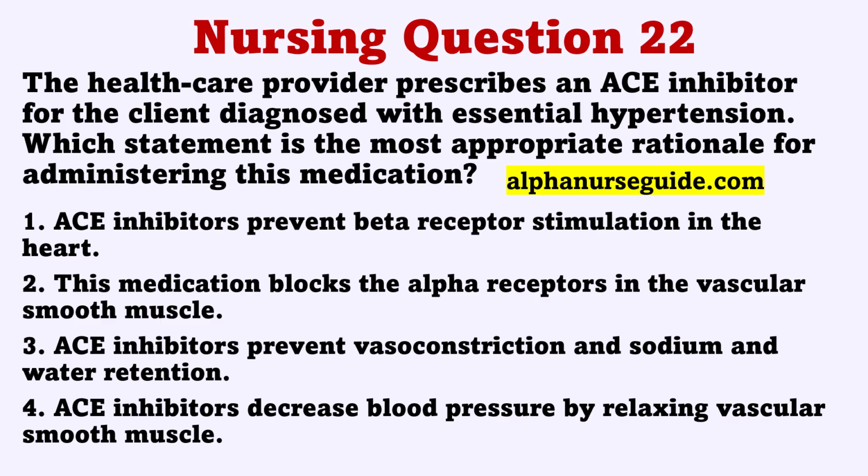Alpha-adrenergic blockers, not ACE inhibitors, block alpha receptors in the vascular smooth muscle, which decreases vasomotor tone and vasoconstriction. Vasodilators, not ACE inhibitors, reduce blood pressure by relaxing vascular smooth muscle, especially in the arterioles.